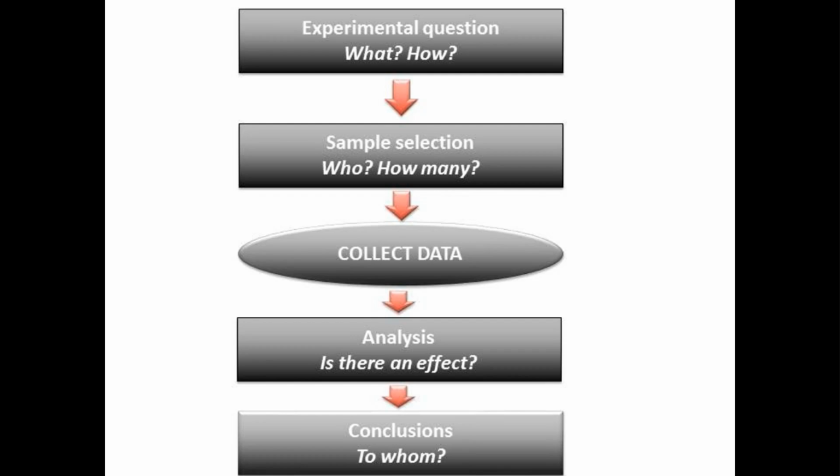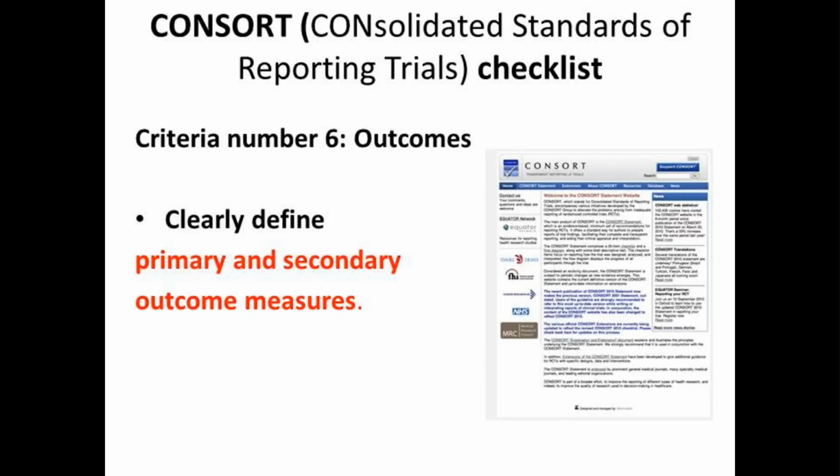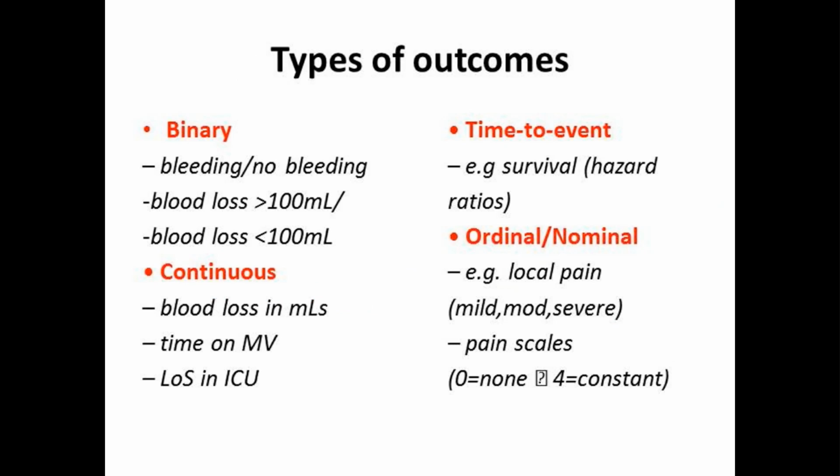And for criterion number 6 concerning the outcome, the essential point is to clearly define the primary and secondary endpoints and the outcome measures. We have different types of outcomes. Binary, in case you have an alternative. For instance, a group that is bleeding versus no bleeding, or you can quantify the blood loss, but obviously you have a threshold below and above this threshold. Or you may have a continuous variable.